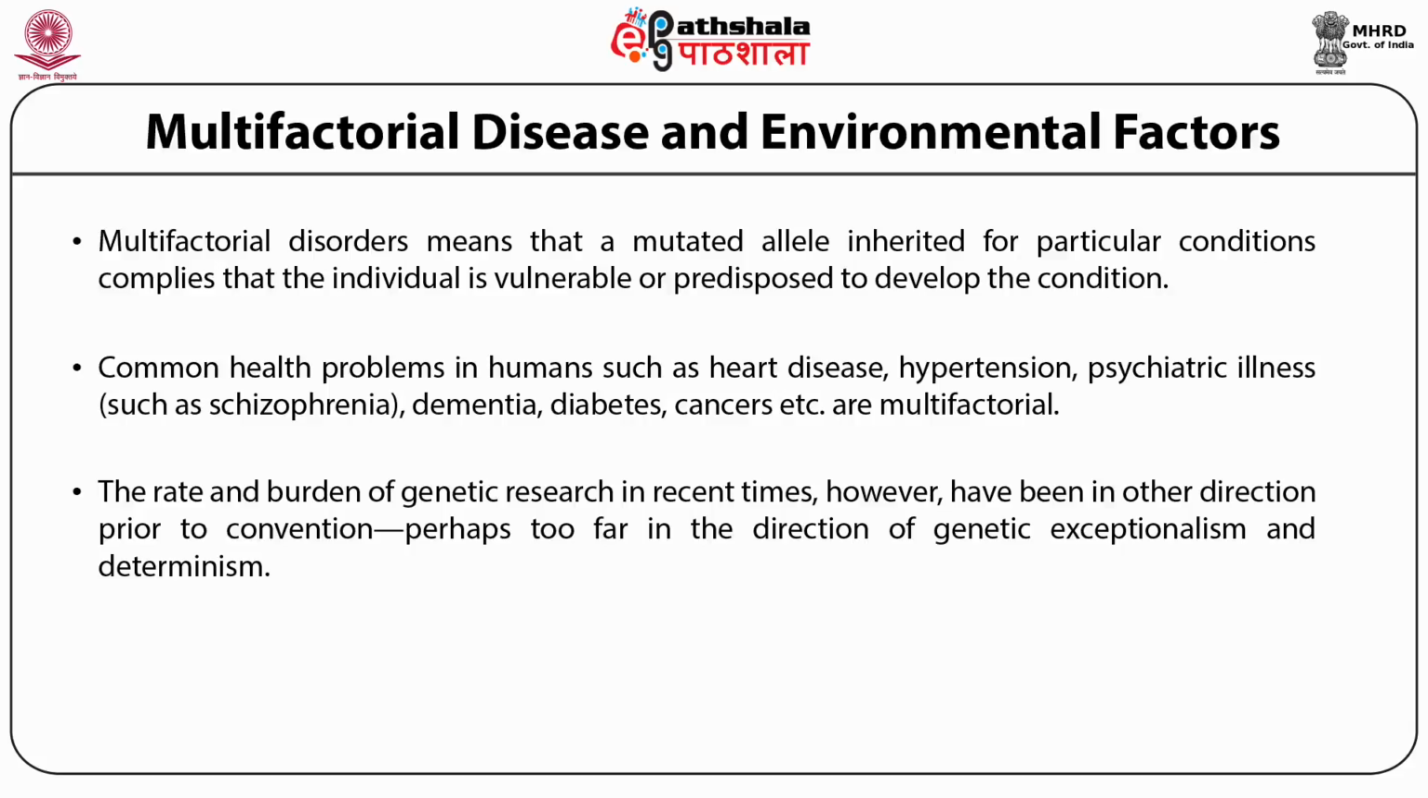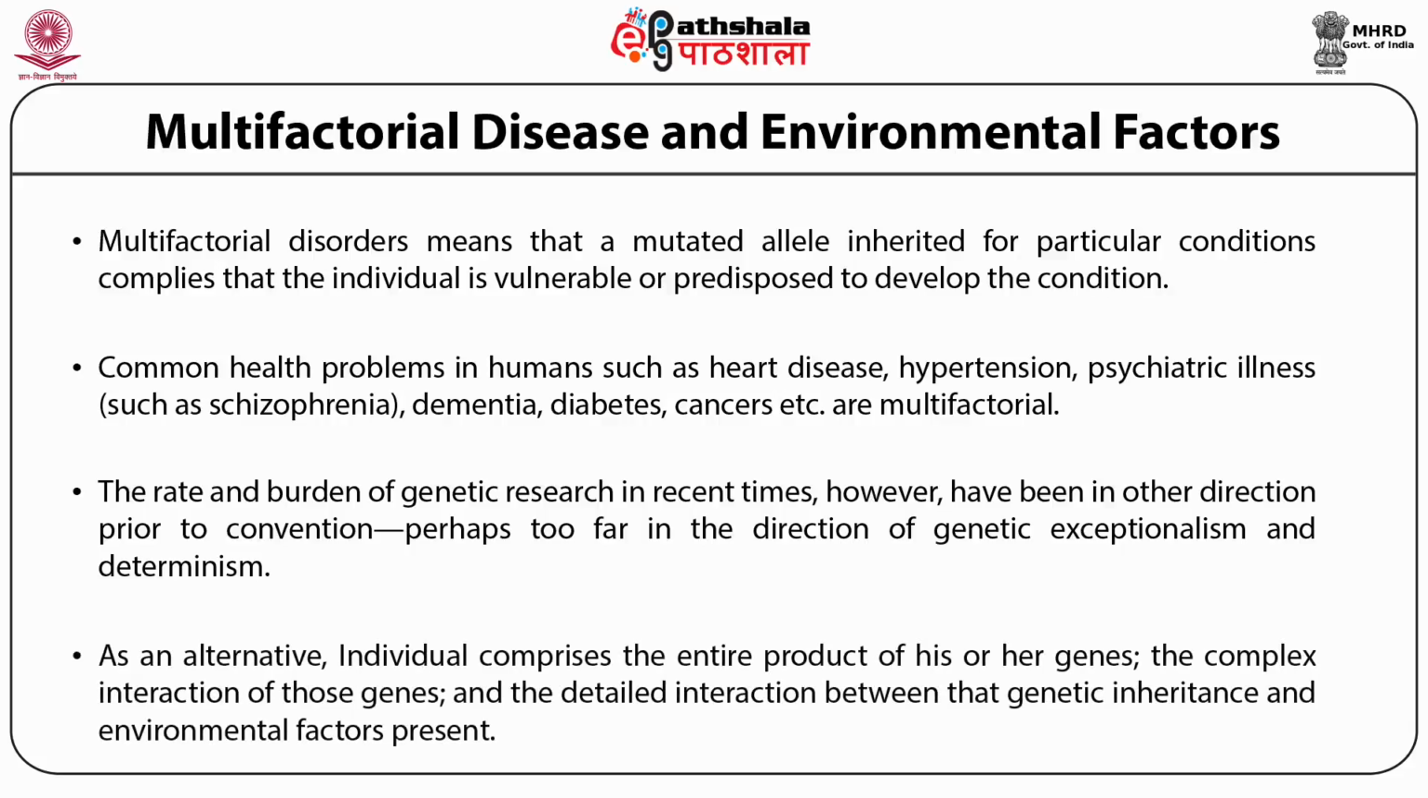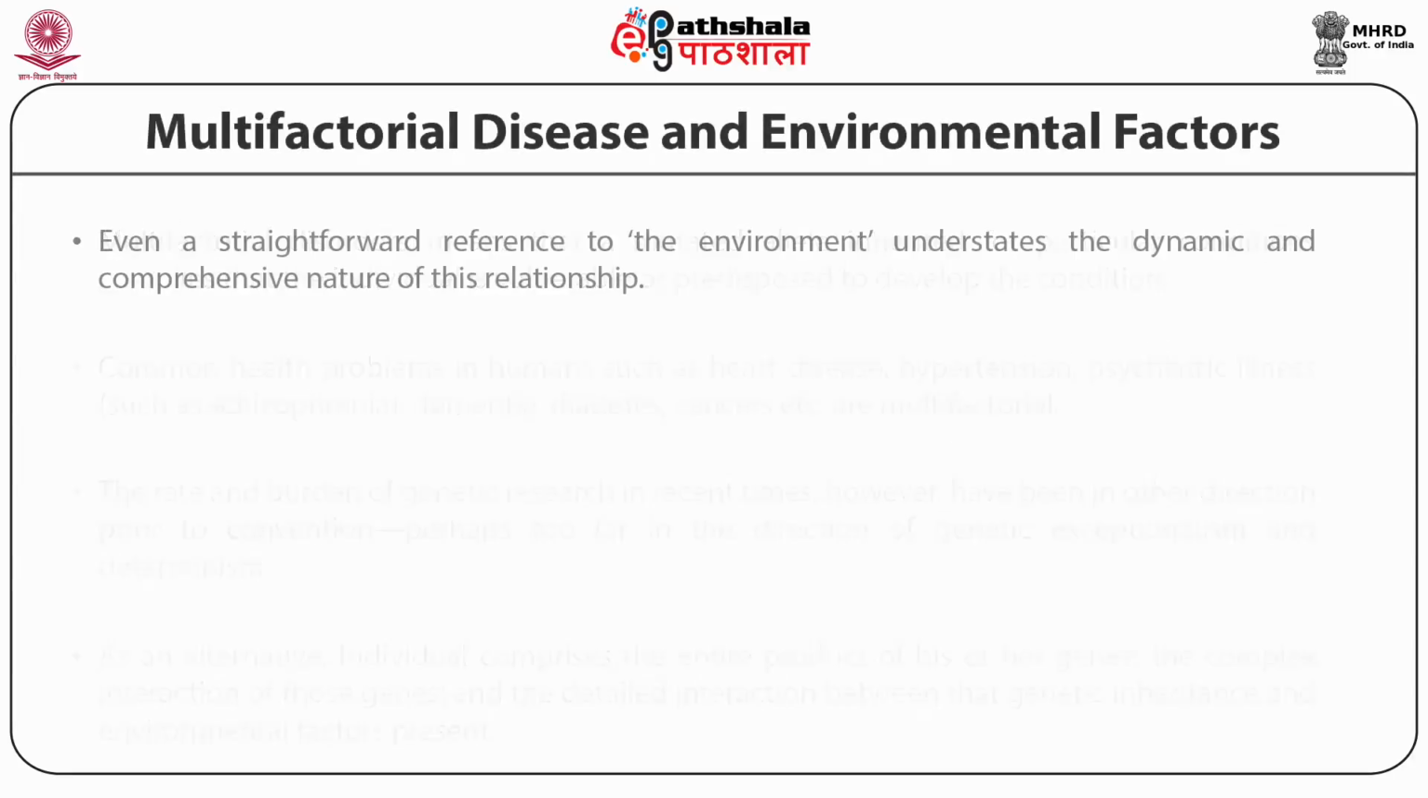In fact, the depiction is far more complex. An individual is not the addition of a column of traits and behaviors resulting from individual genes. Instead, it was proposed that individuals are the total product of genes, the complex interaction of those genes, and the comprehensive interaction between that genetics and environmental factors. Even a straightforward reference to the environment minimizes the dynamic and widespread nature of this relationship.